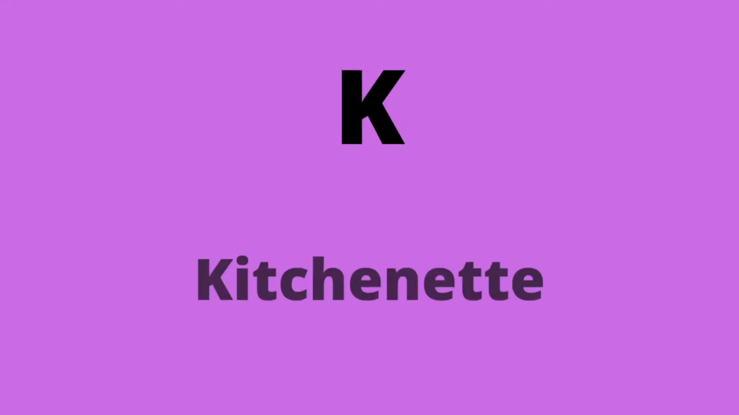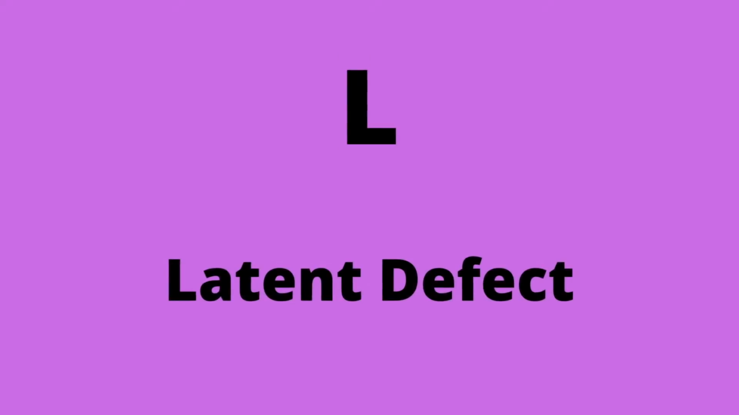K is for kitchenette. Kitchenette is a kitschy, cute little word for a small or tiny kitchen. L is for latent defect. A latent defect is a fault with a property that is not easily discernible by customary inspection. For example, asbestos in the ceiling tiles.